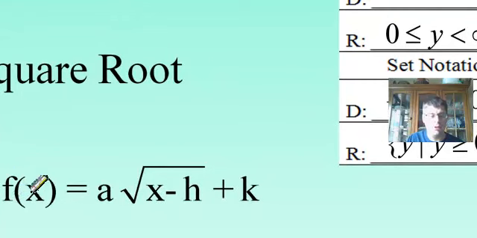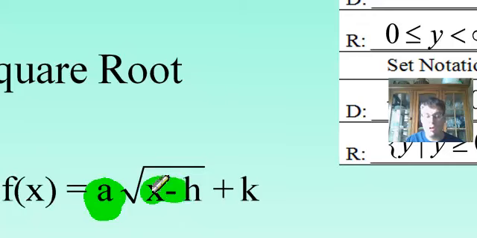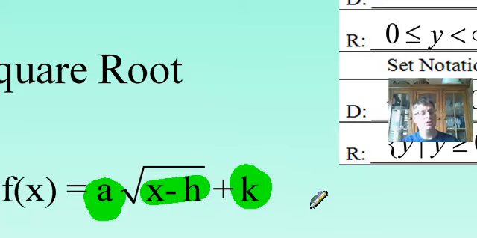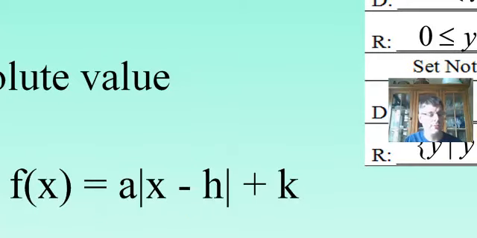Now, let's look at the general form here. f of x is equal to a, so here we have an a as well, and then we have a square root of the quantity x minus h, and then plus k. Again, you're going to see this pattern in all of these equations, and we're going to talk about what that general form means a little bit later.